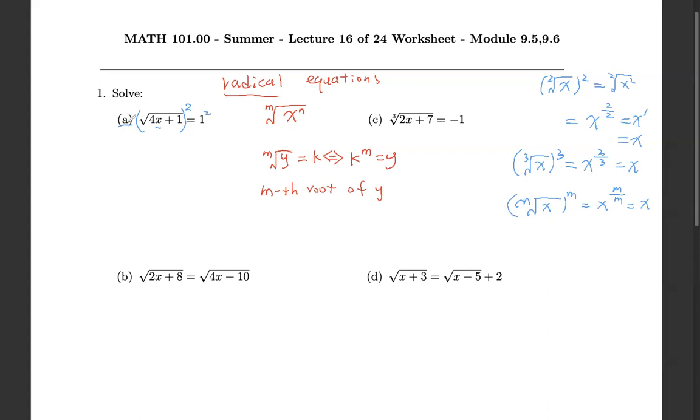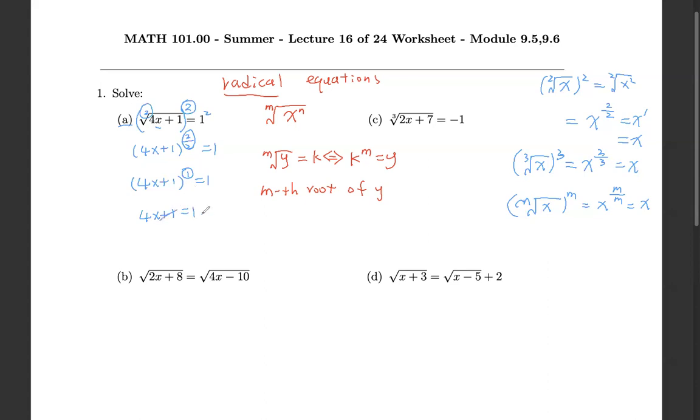All right, so in A, by default the index is 2. So that's why we raise by square. Once we raise by square, we get 4x plus 1 raised by 2 over 2. The numerator 2 comes from this 2. The denominator 2 comes from this index 2. Equals 1 squared, which of course is 1. And 2 over 2 is just 1. So we get 4x plus 1 raised by 1 equals 1. Again, we don't bother, raised by 1 is just itself. So we can ignore this 1 here. So that's 4x plus 1 equals 1.